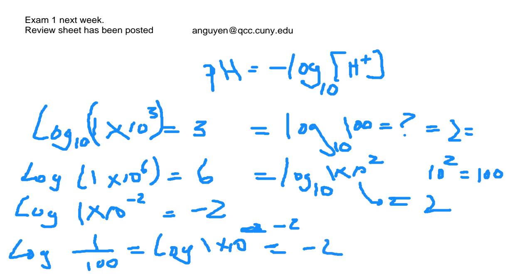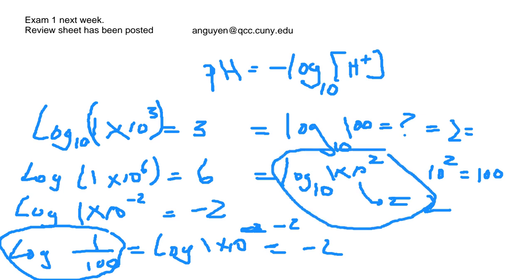Now, here's a question. What is the difference between this one versus this one? You see, this one is 100, right? So this right here is more than this. This is 1 divided by 100. This is 1. This is 100. It's very, very big, right?